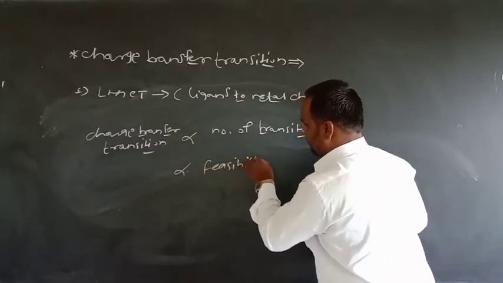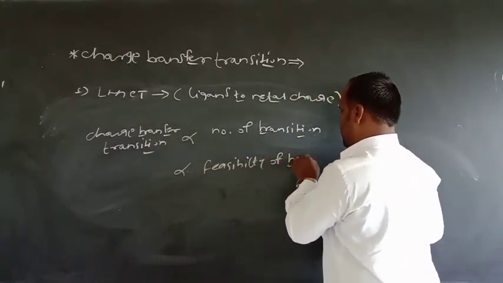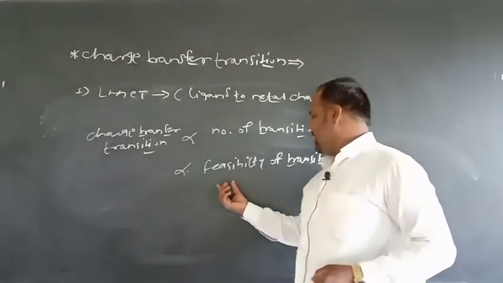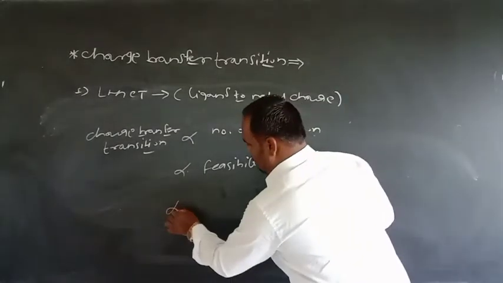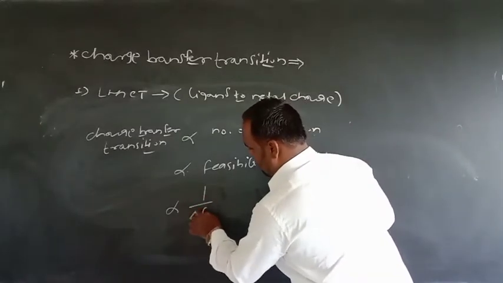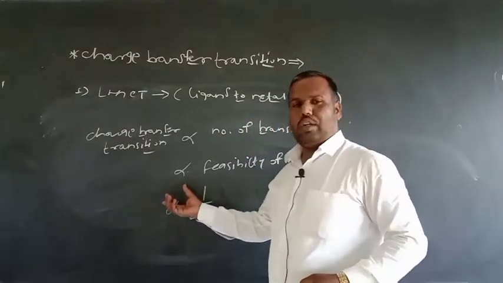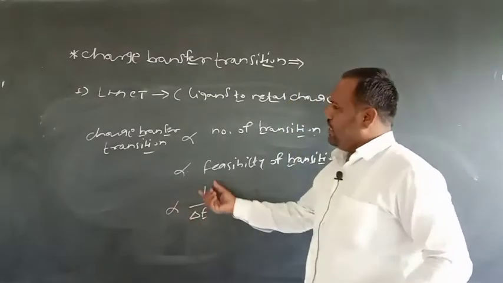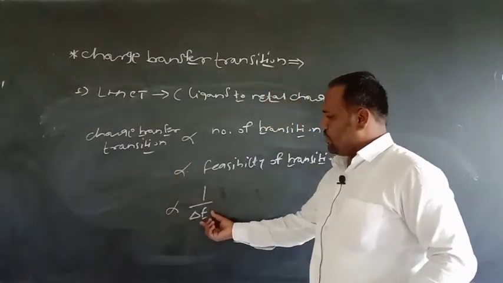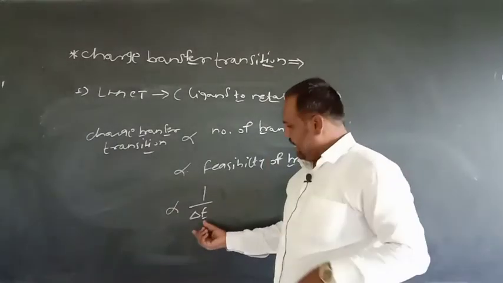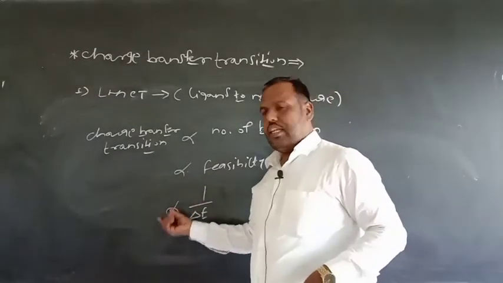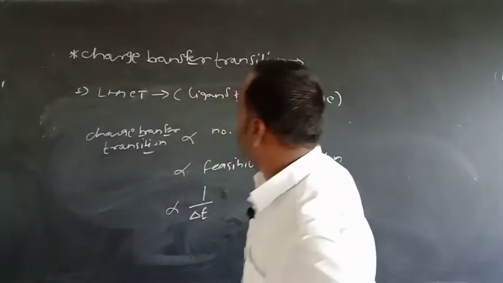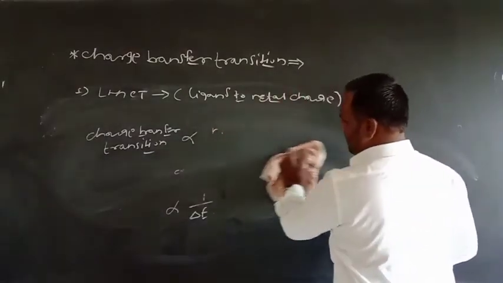Feasibility of transition: how easily the transition occurs from metal to ligand, or ligand to metal, is nothing but the feasibility of the transition, and it is inversely proportional to the energy difference between the two orbitals, that is metal orbitals and ligand orbitals. So the charge transfer transition is inversely proportional to the energy difference, delta E, between the metal orbital and ligand orbital. So let us discuss this LMCT, ligand to metal charge transfer transition.